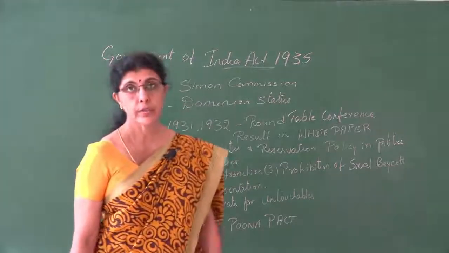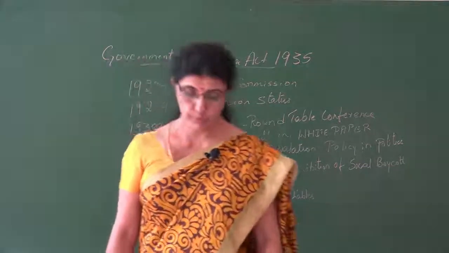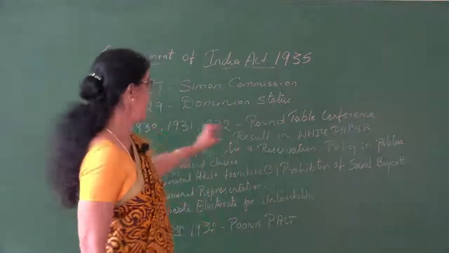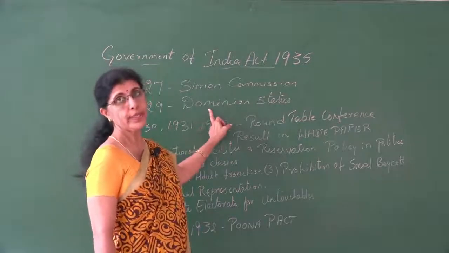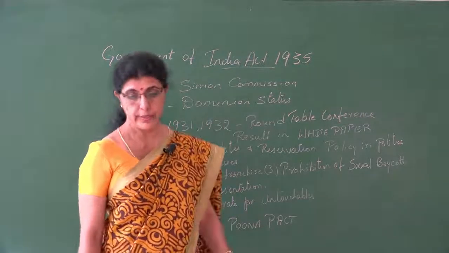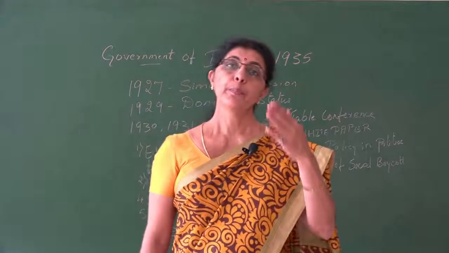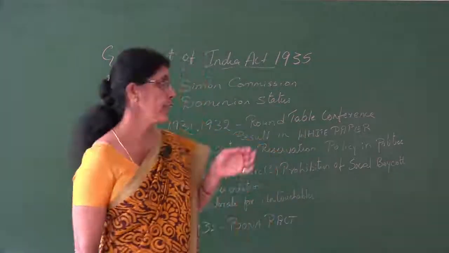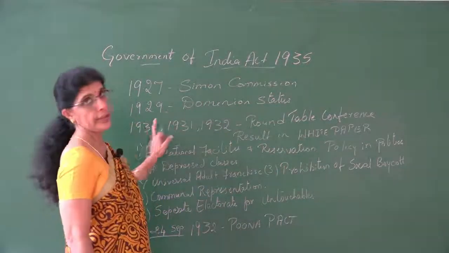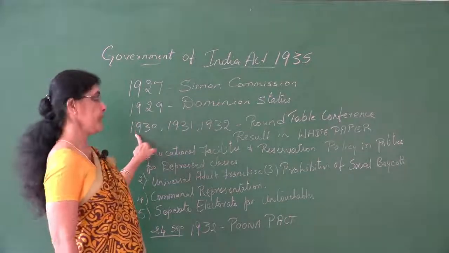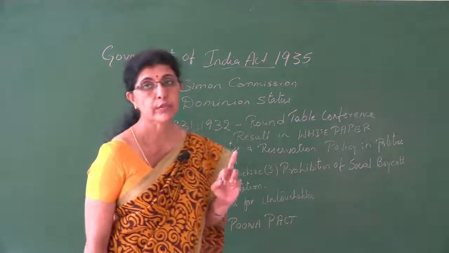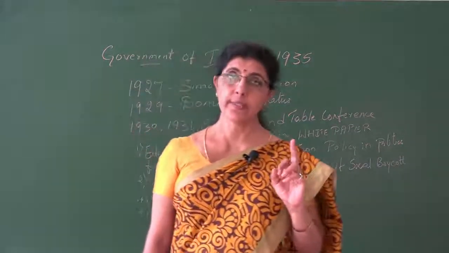In 1929, they announced dominion status for India. This suggested that there would be semi-independence, that is, partial independence in their nation. Now, after that, in 1930, they held a roundtable conference which was led by Mahatma Gandhi.